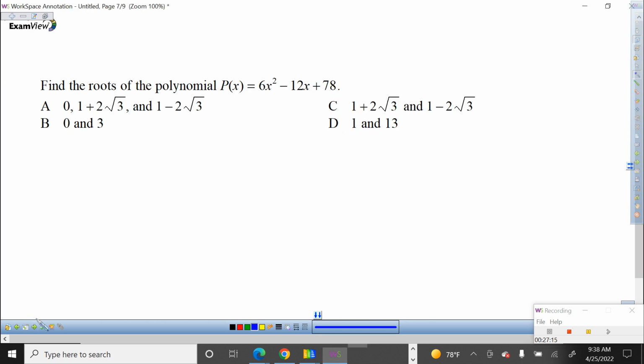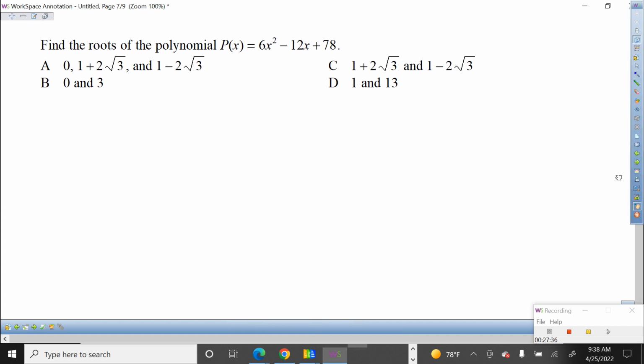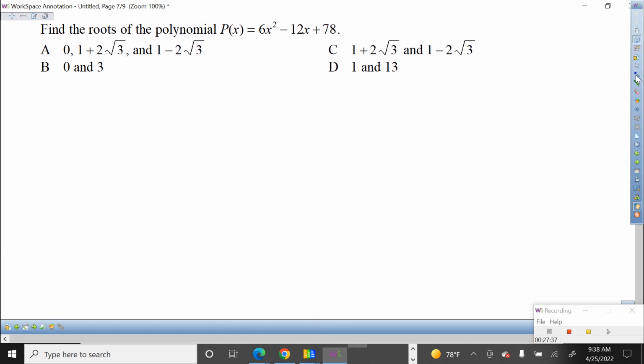Let's go to 18. Find the roots of the polynomial. Okay. So for this one, copy this on your, let's see, do you have space? Do you have space at the bottom? Do that at the bottom, that's fine. Copy the polynomial p of x equals 6x squared minus 12x plus 78. Let me move this up so I can do the work below.